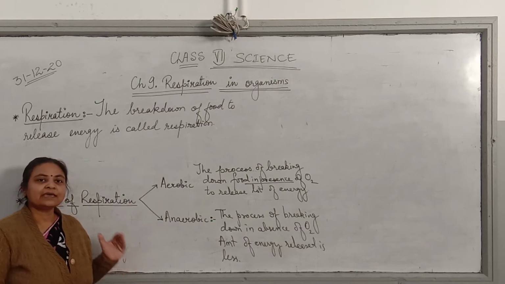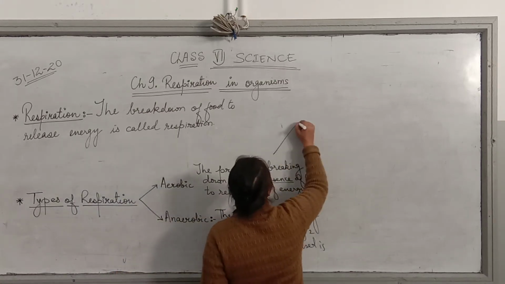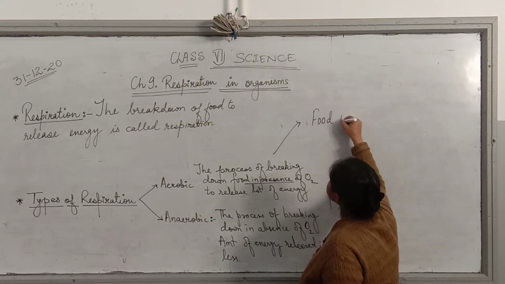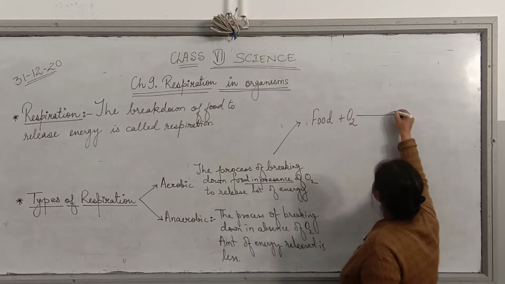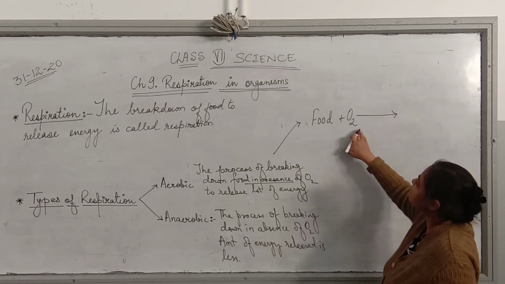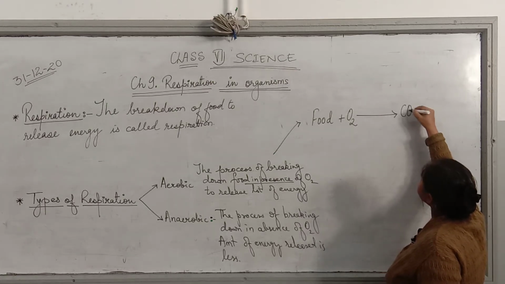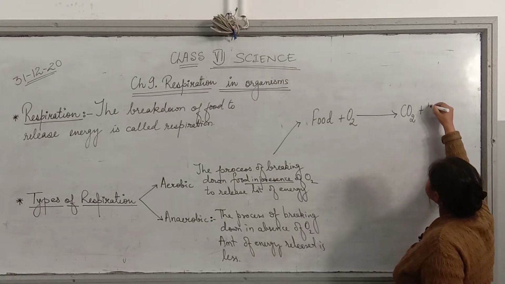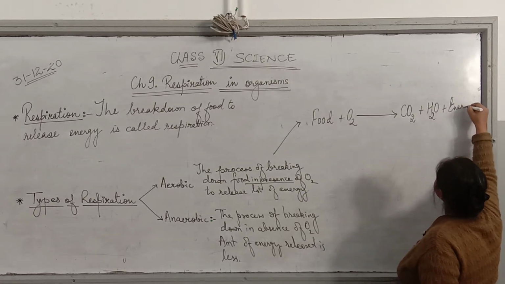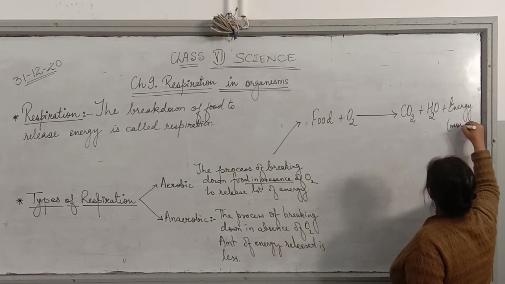We can write down the chemical equation or the word equation here. For aerobic respiration, the word equation will be: food in presence of oxygen produces carbon dioxide, water and energy. So the amount of energy is more.